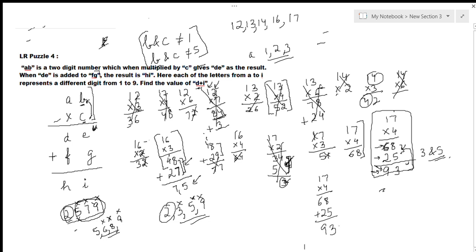So accordingly you can see that the value of I is 3 and value of D is 6. So the correct answer is, the correct sum is 9. I hope this is clear to everyone.